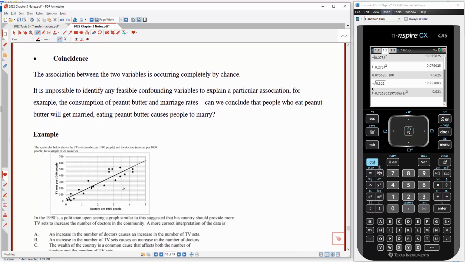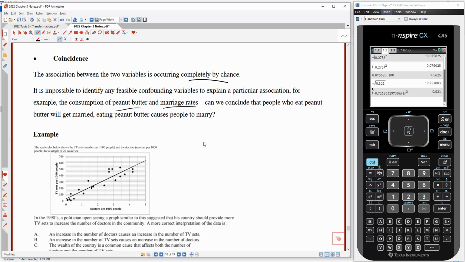All right, another one is coincidence, where the association between two variables is occurring completely by chance. So it's impossible to identify any feasible confounding variables to explain a particular association. For example, the consumption of peanut butter and marriage rates. That is, the more peanut butter is consumed, the higher the marriage rate. Can we conclude that people who eat peanut butter will get married? Eating peanut butter causes people to marry? Absolutely not. The two variables are associated completely by chance.